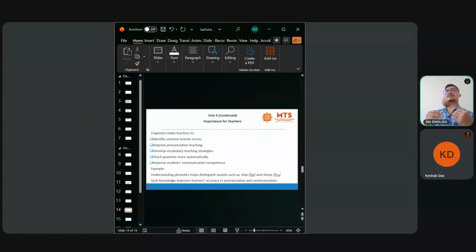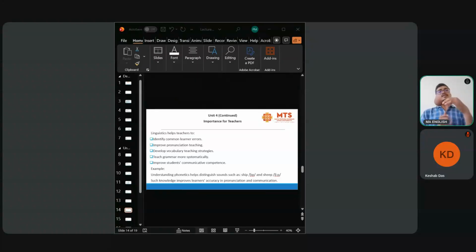When a student makes a mistake, there's always a reason for it, right? It might be interference from their first language, a misunderstanding of the grammatical rules, or confusion between similar sounding words. So a teacher with linguistics knowledge can analyze errors systematically and understand what is causing them, and then address the root cause, not just correct the surface mistake.